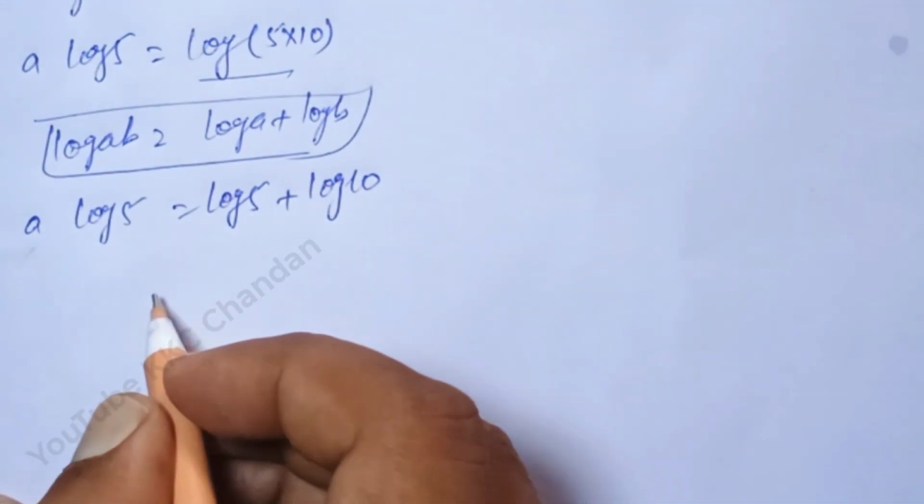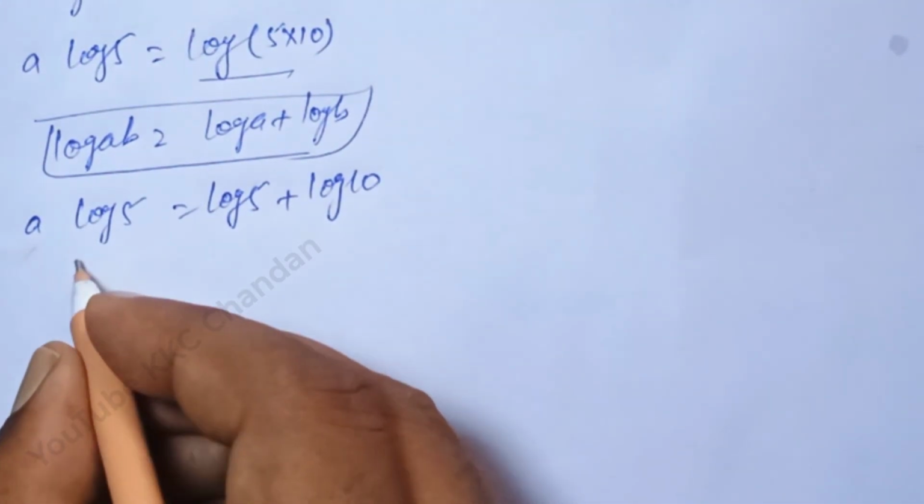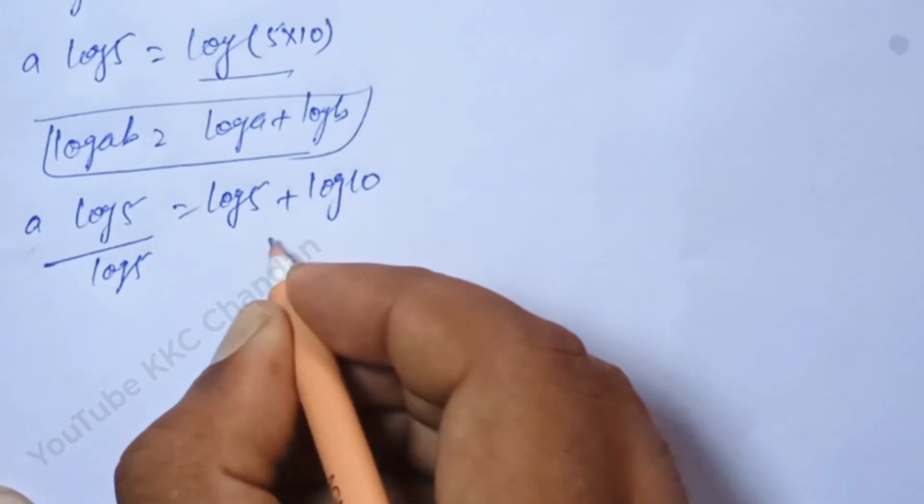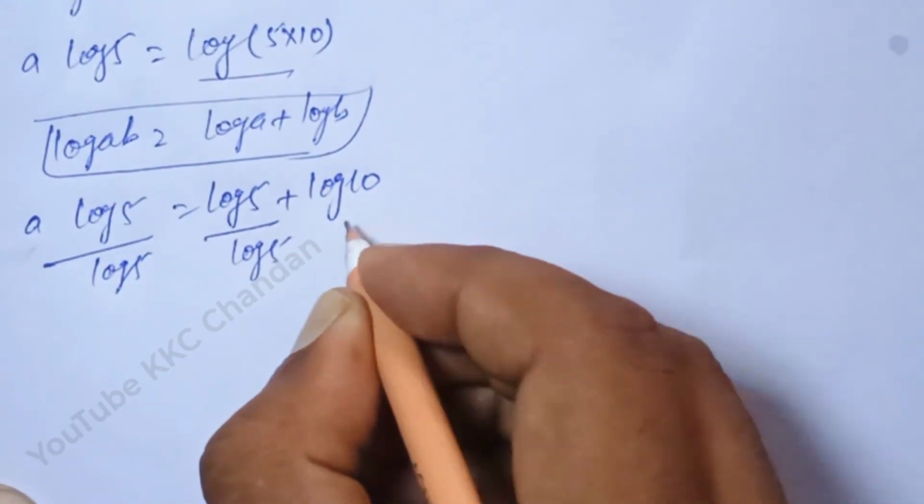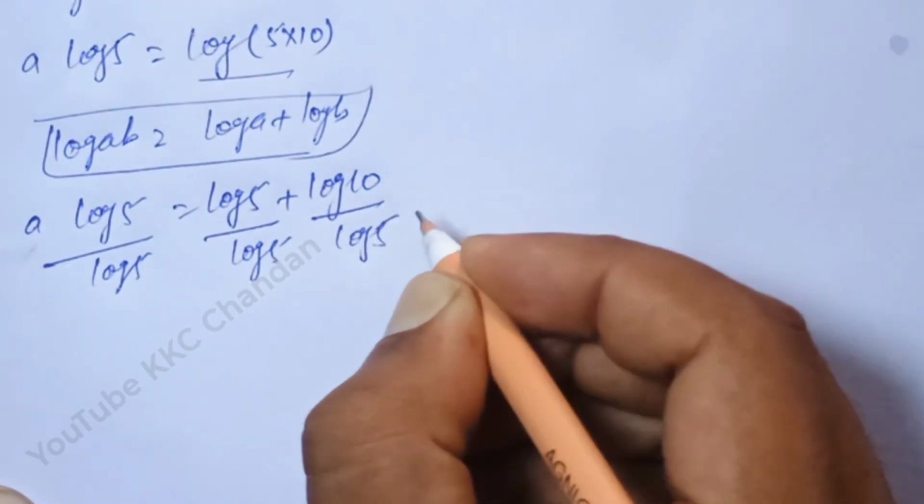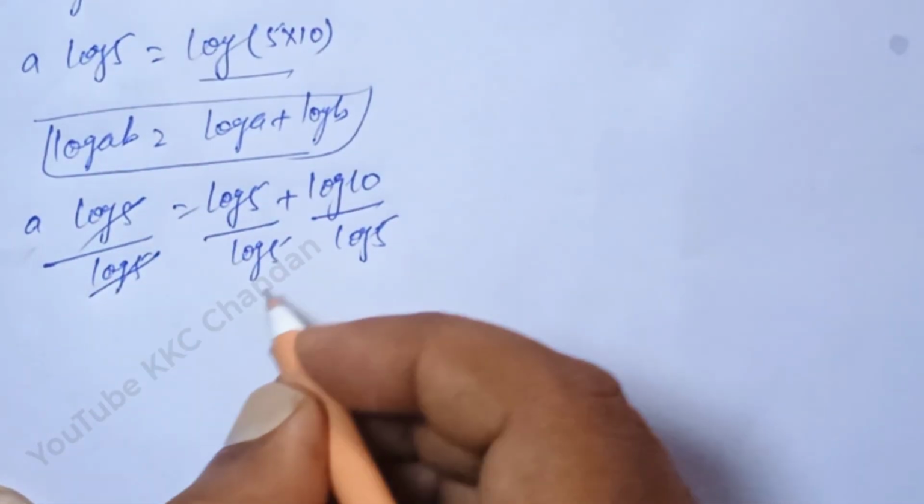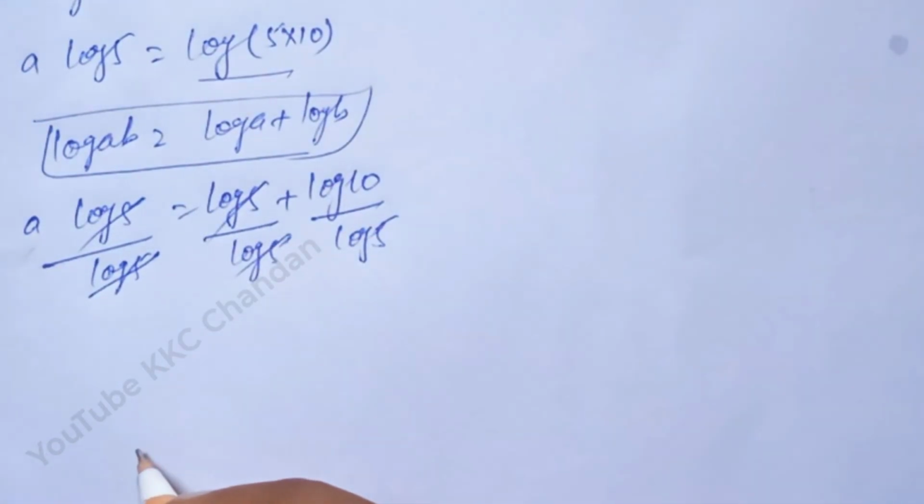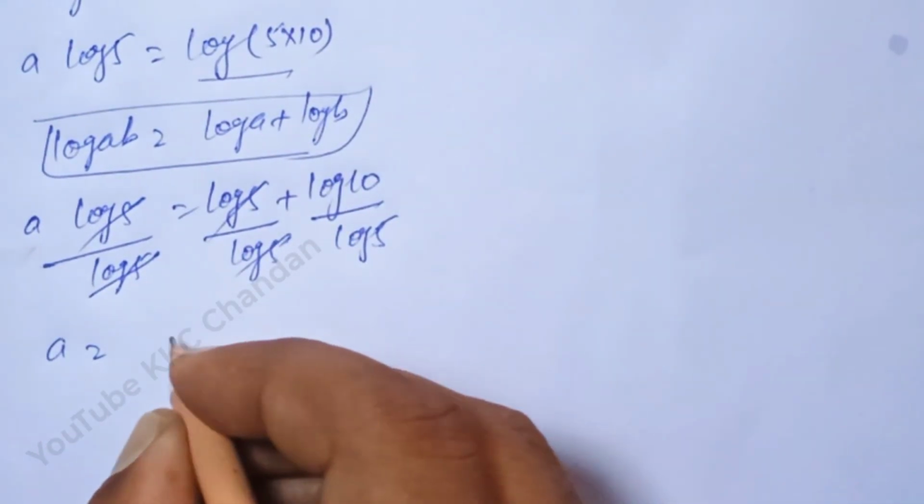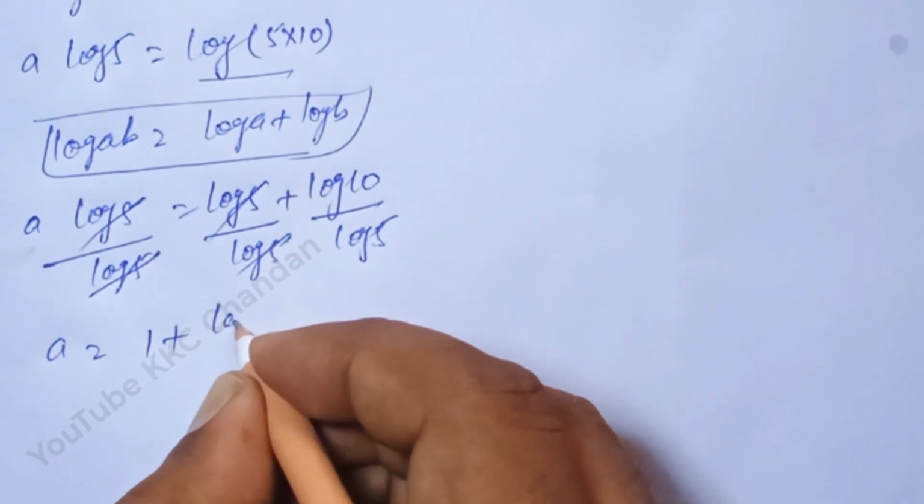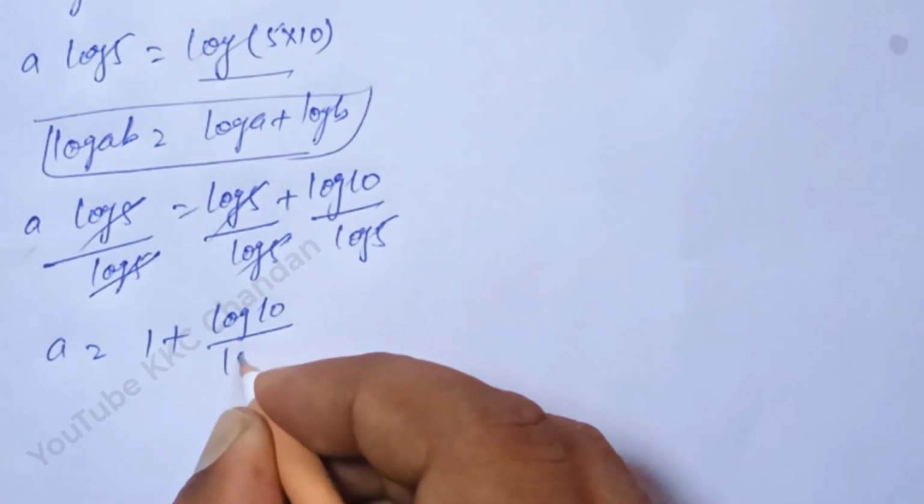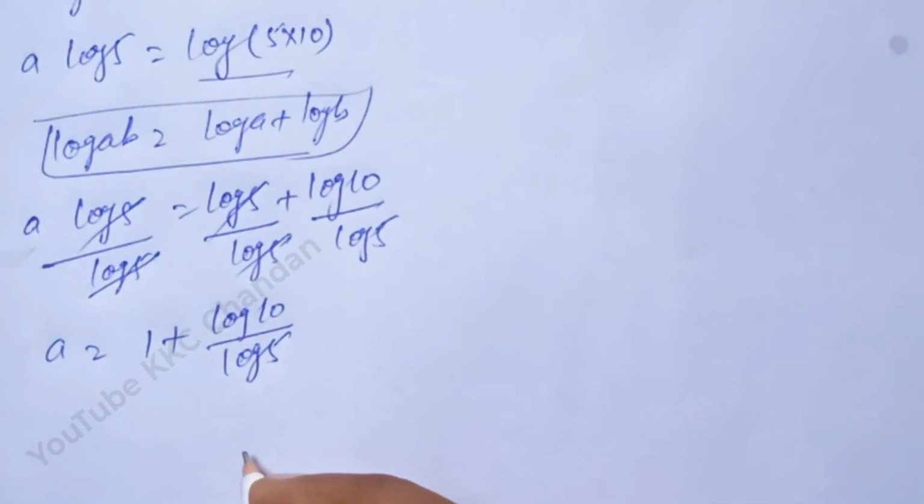After that, both sides divided by log 5. Log 5, log 5, log 5. Here the log 5 cancels, and we are left with A is equal to 1 plus log 10 divided by log 5.